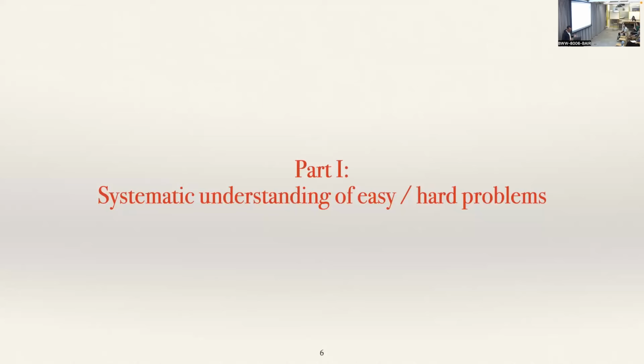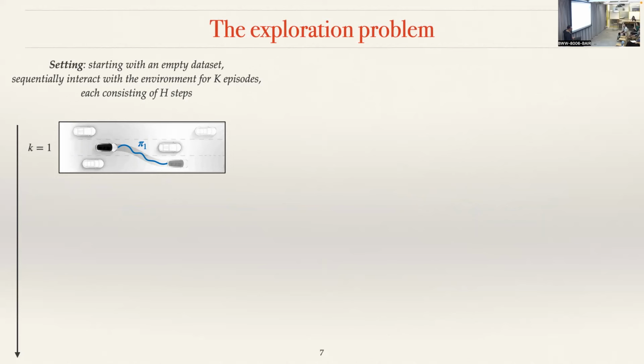Now, let's get to the first part, understanding what problems are easy and what problems are hard. The setting that we consider here is the exploration problem. I think most of the class that you've gone through is about exploration algorithms. Think about the standard online setting, DQN, all these. In this setting, you have a reinforcement learning agent that is starting with an empty data set. And there is an interaction for H steps until the end, for example, of a game. And this interaction is ongoing and it continues for a number of episodes.